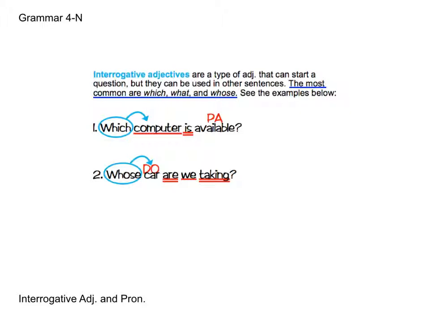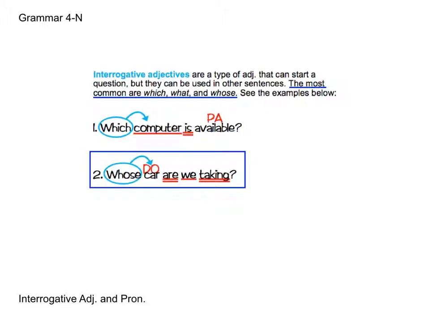Let's look at this first sentence. Which computer is available? So this is pretty straightforward. We have our verb, which is. Computer is our subject, and available is our predicate adjective, and it's describing the computer. What else is describing the computer is which. Which computer? It's telling you more information about the computer and that we are asking about that computer, whatever computer it is. We're not sure which one it is. So it's a describing word in this sentence.